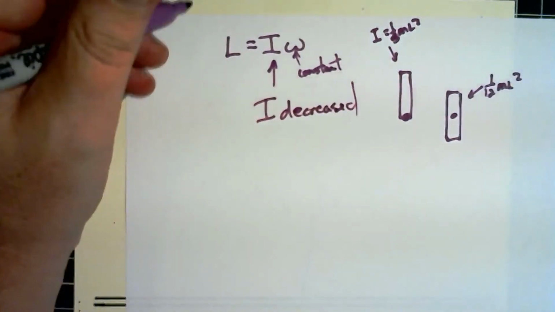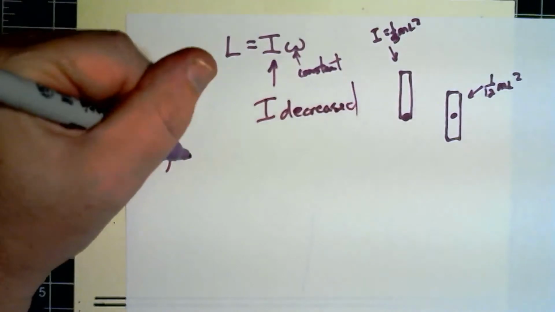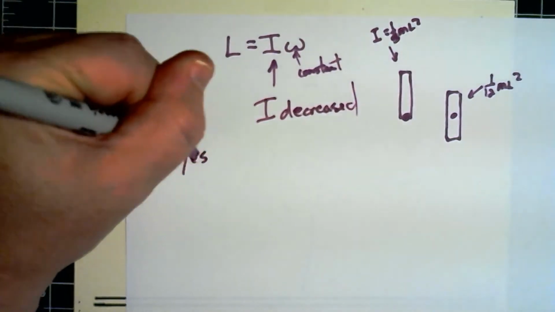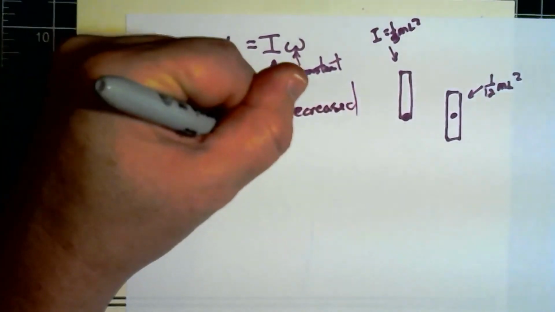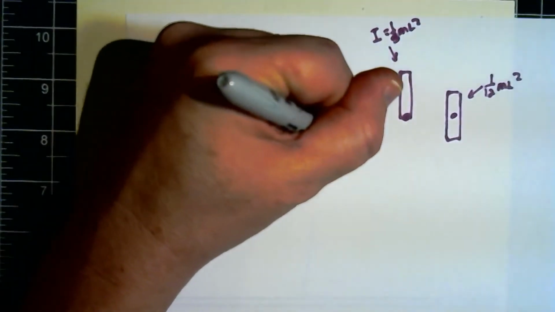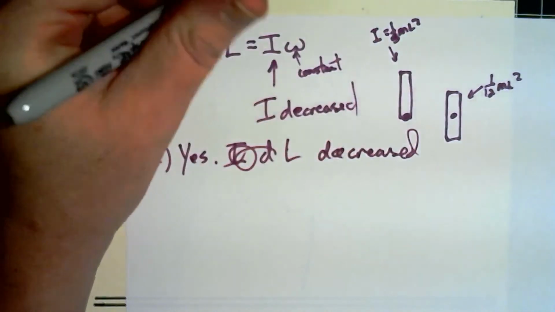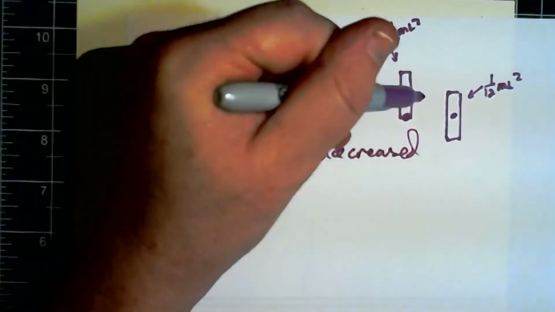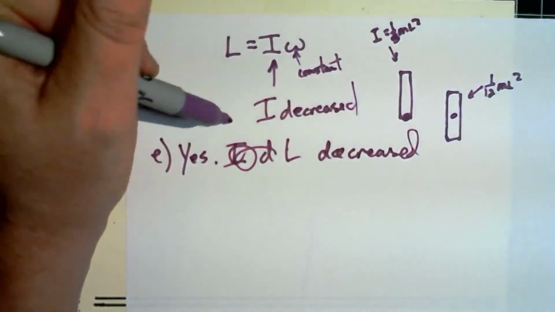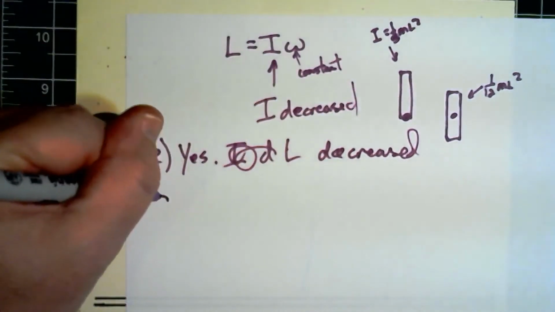So for the question E, does the angular momentum decrease? You'd have to say yes. L decreased. All right. As that rod moved in, the rotational inertia of the rod decreased. Therefore, the angular momentum of the system had to decrease.